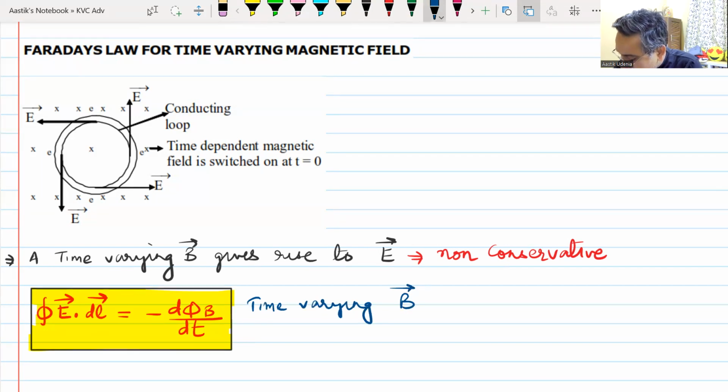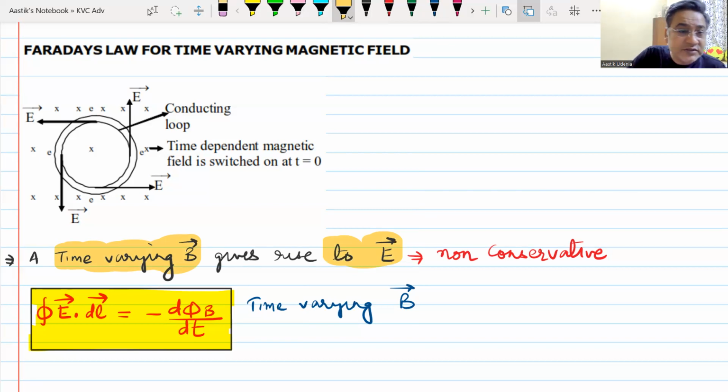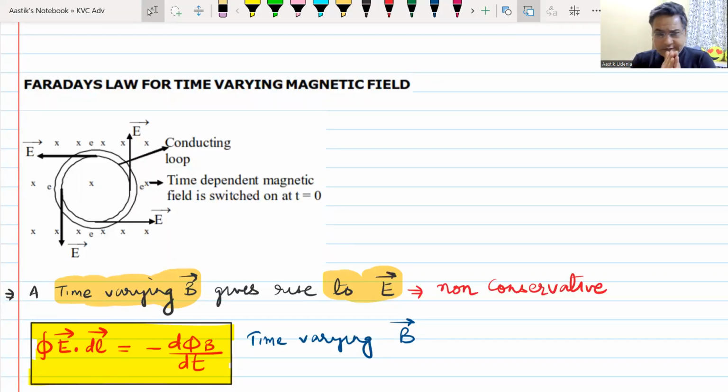Time varying magnetic field. A time varying magnetic field will give rise to an electric field. I'll give you 2 minutes to note this down. We now know that a time varying magnetic field, which will change magnetic flux, will create an electric field which is non-conservative in nature. A time varying magnetic field gives rise to an electric field. That is what we can see, that is EMI, electromagnetic induction.